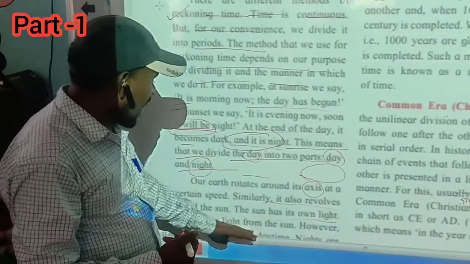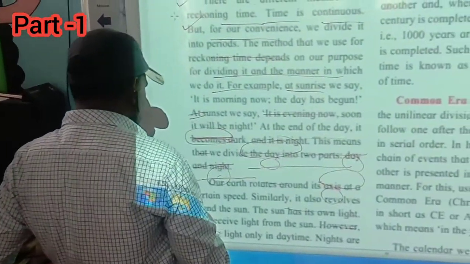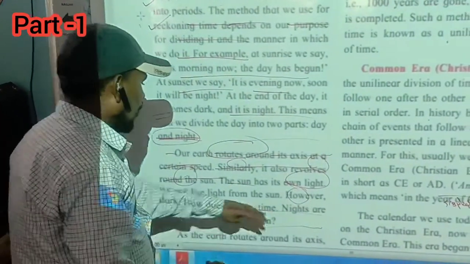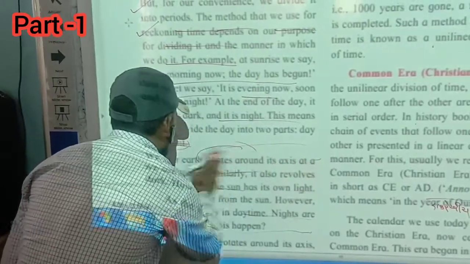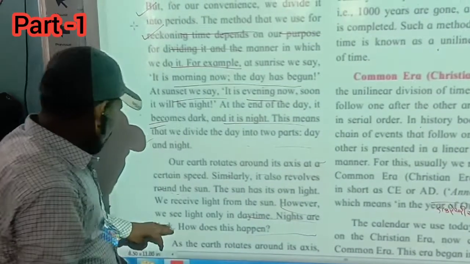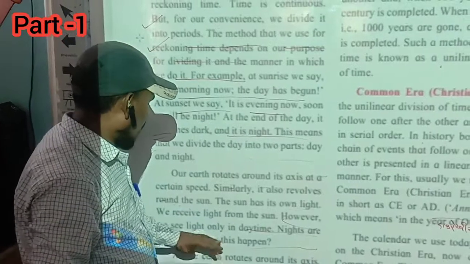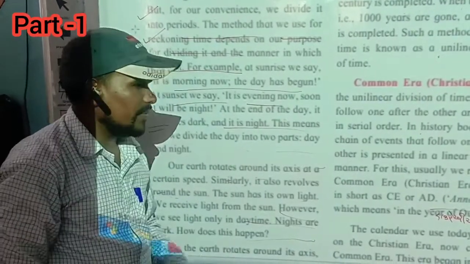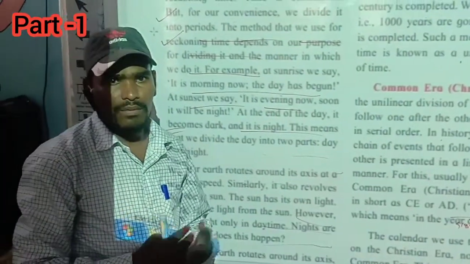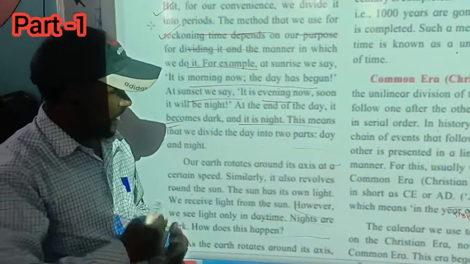We receive light from the sun. However, we see light only in daytime. Nights are dark. How does this happen? It is light in the day and dark at night. Why does this happen? We have to find out the answer to this question in the next video.